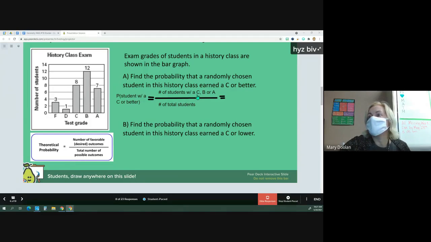All right, so number of students with a C, a B, or an A. If you look at the bar graph, you can see here there's 8 with a C, 12 with a B, and 7 with an A. So I'm going to add these 3 numbers together.